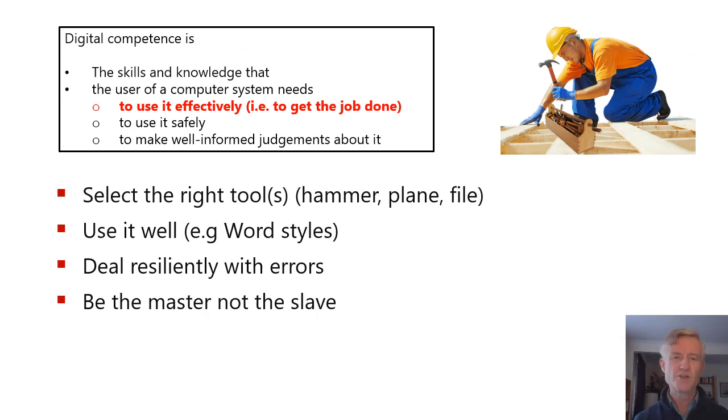So obviously we want to use systems effectively, but here I mean lots of different things. One thing is to pick the right tools. If you're a carpenter and you want to bang in a nail, you don't use a saw or a plane, you use a hammer. But that means you need to know what different tools are available and what they're all good for. And that's true in the digital space as well, very much.